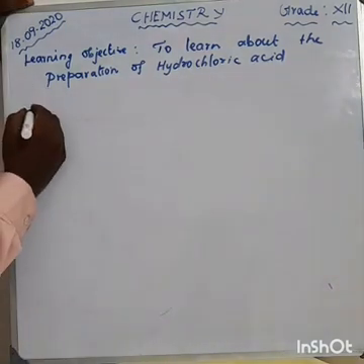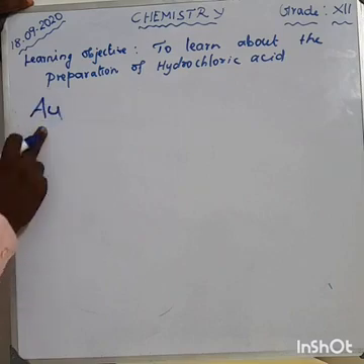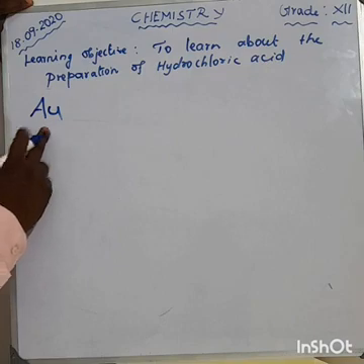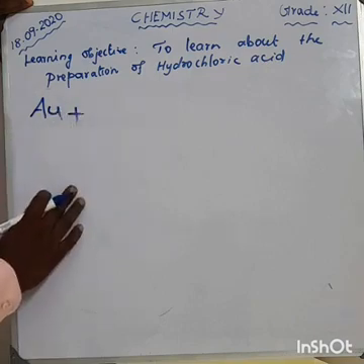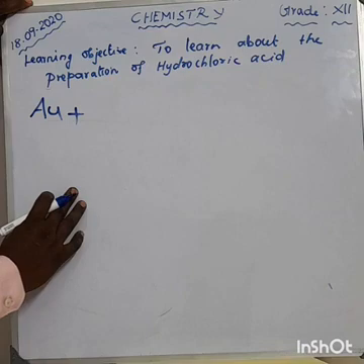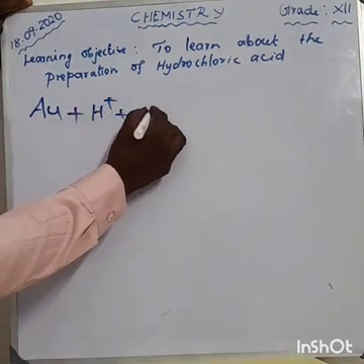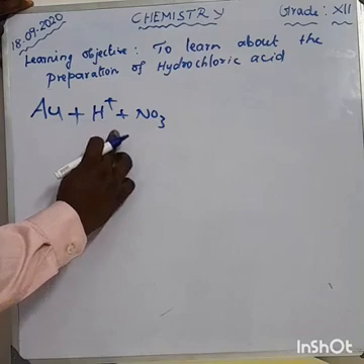Here we are taking gold. What is the symbol of gold? Au. Am I right? This Au reacts with HNO3. I told you that it is 3 parts of nitric acid. Here the nitric acid can be written as H plus NO3 minus, nitric acid.